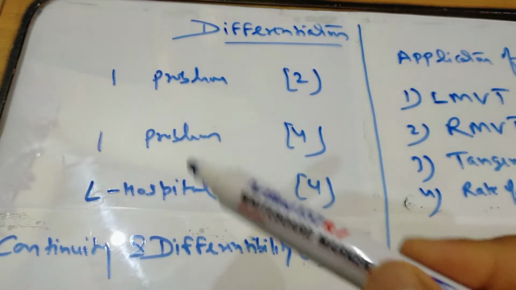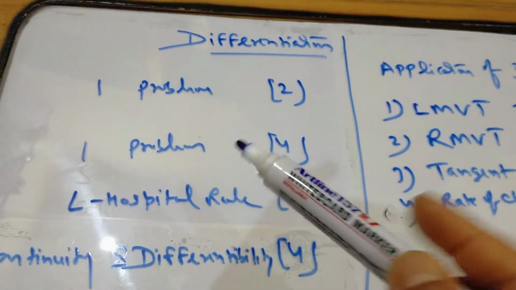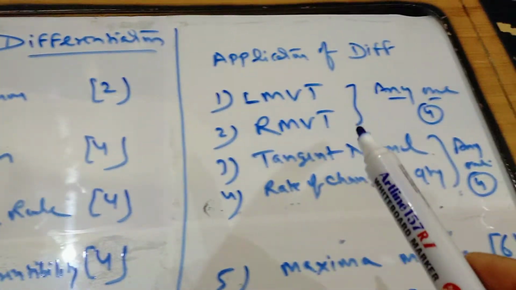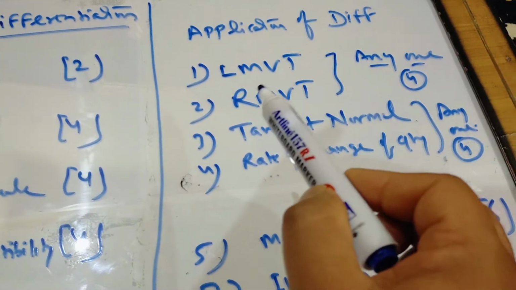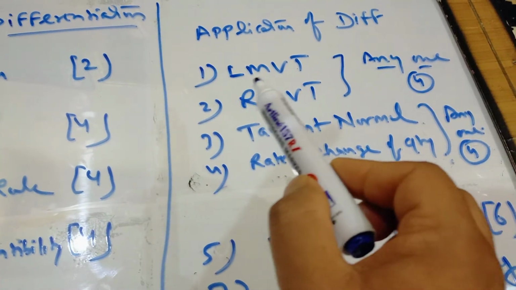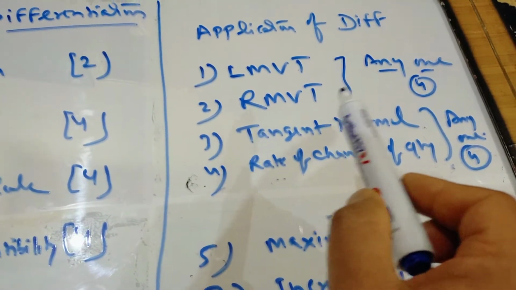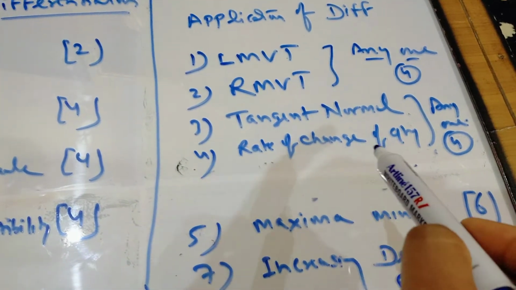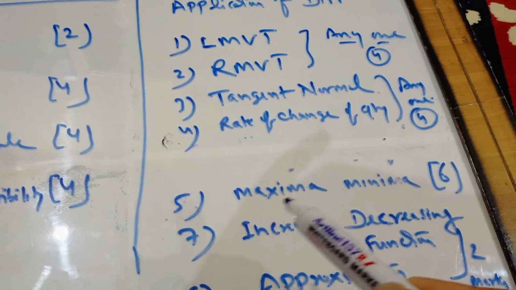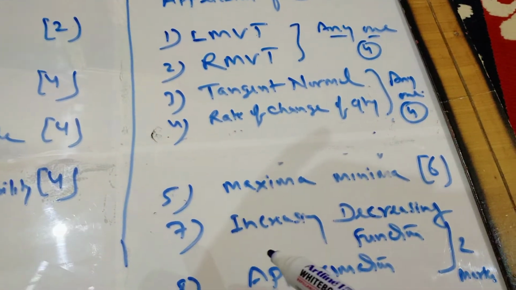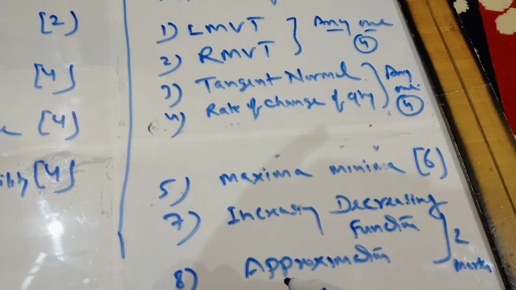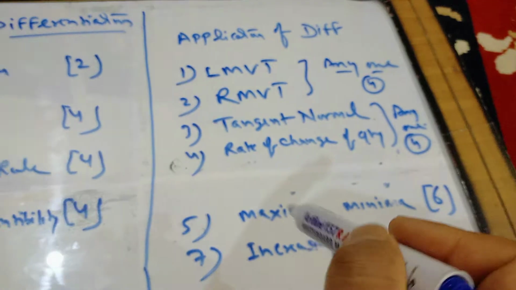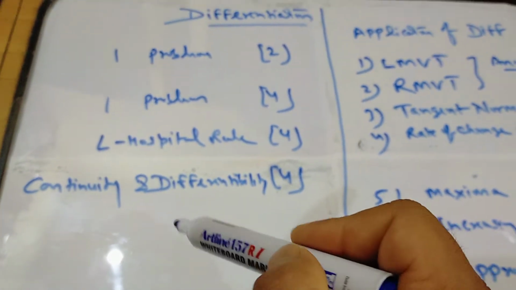But the total number of questions is fixed in differentiation. Half of the portion of differentiation comes from the non-application part and half comes from the application of differentiation. You see here LMVT, Lagrange's mean value theorem, and Rolle's mean value theorem. Any one of them they always ask for 4 marks. Tangent, normal, rate of change of quantity they ask in 4 marks. Maxima minima question they always ask for 6 marks. Increasing decreasing function or approximation topic they ask for 2 marks. So this is the application portion and this is the non-application portion of differentiation.